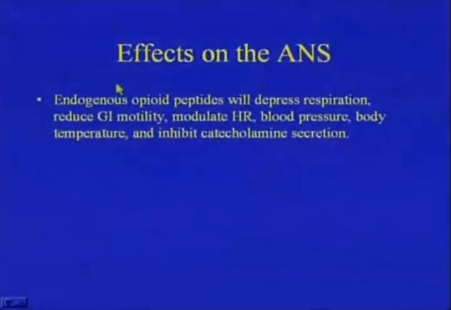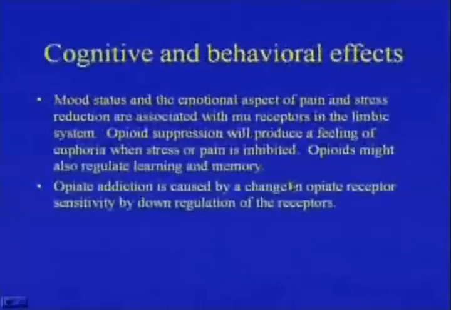There are effects on the autonomic nervous system, so the endogenous opioid peptides will depress respiration, reduce gastrointestinal motility, modulate heart rate, blood pressure, body temperature, and inhibit catecholamine secretion. So this is kind of an interesting array of effects that, if we took a close look at them, should be contributing to the stress response under severe conditions.